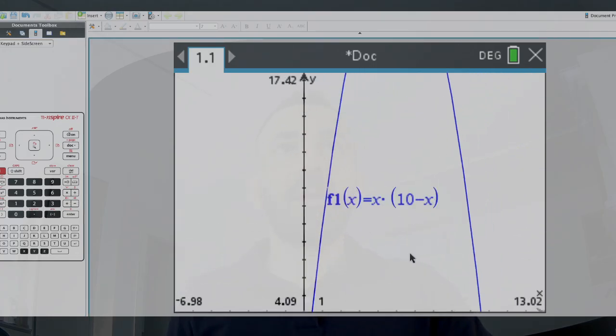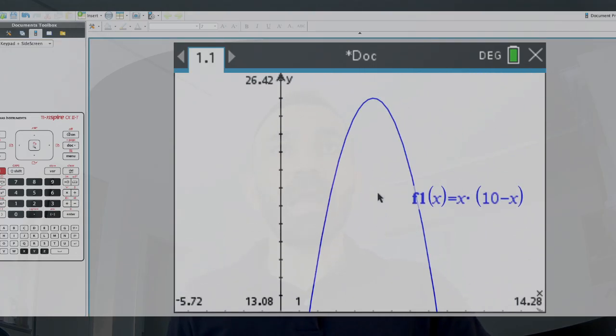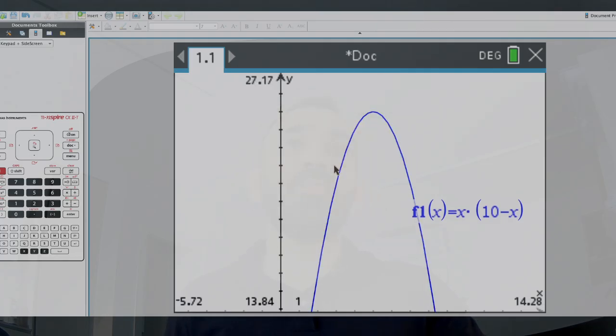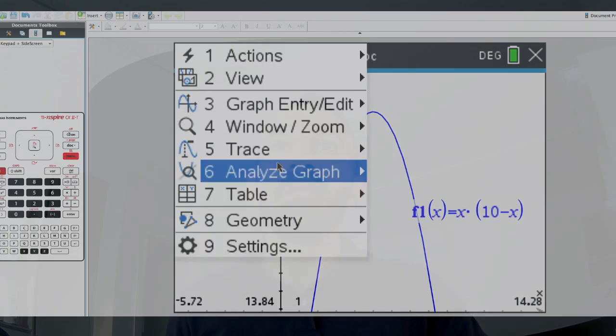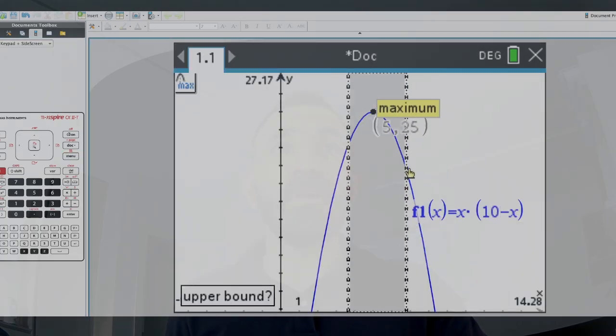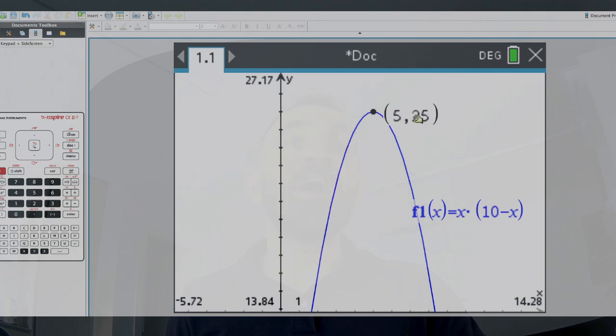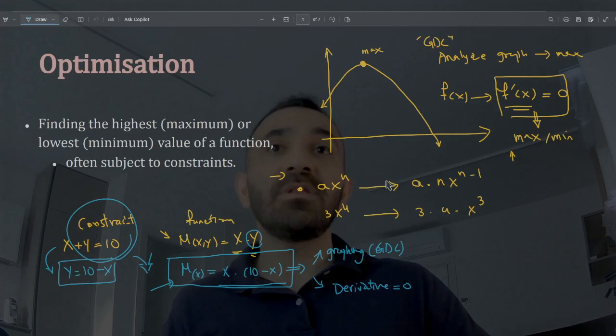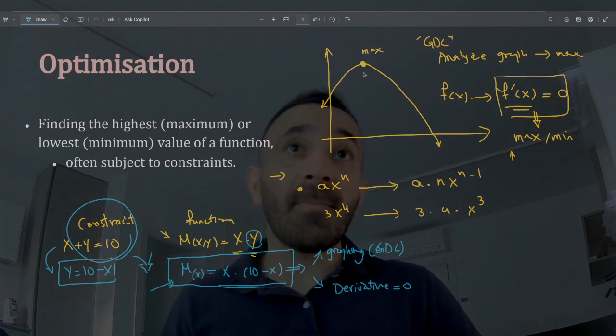If I go up and up on my calculator, can I find this maximum point? Maybe yes. Menu, analyze graph, maximum. I'm finding this maximum here. What does this 5 and 25 mean? Okay, this point here, 5 and 25. Remember, my maximum point in this case is 5 and 25.